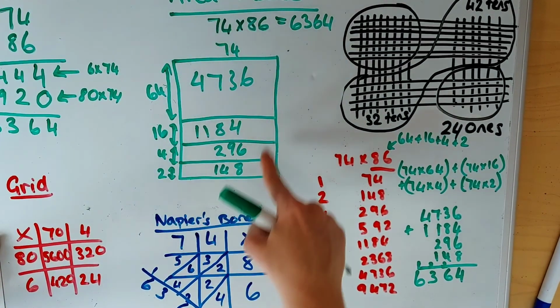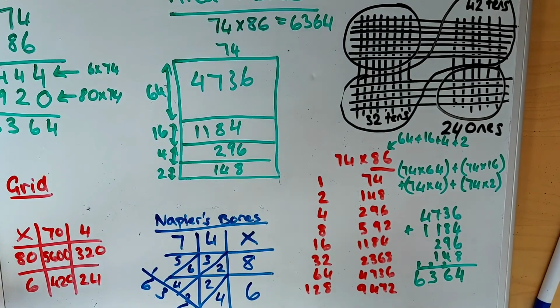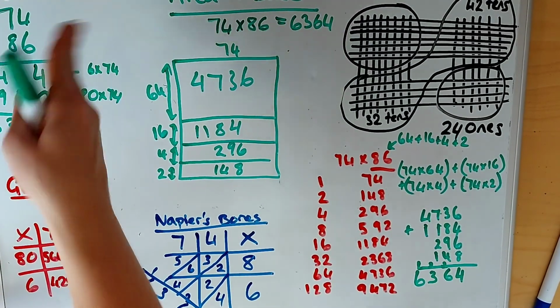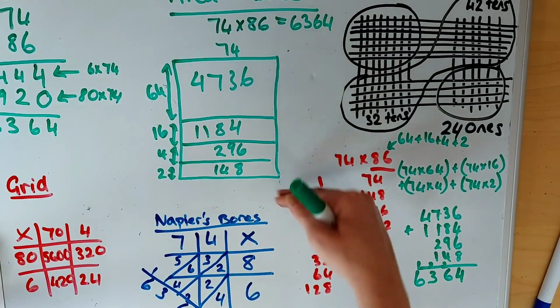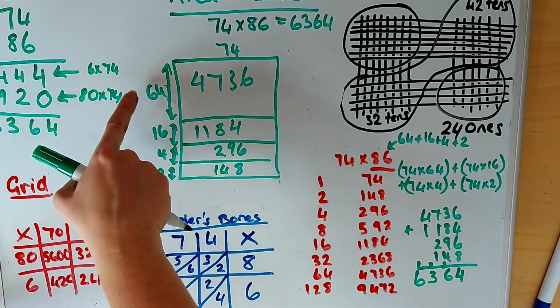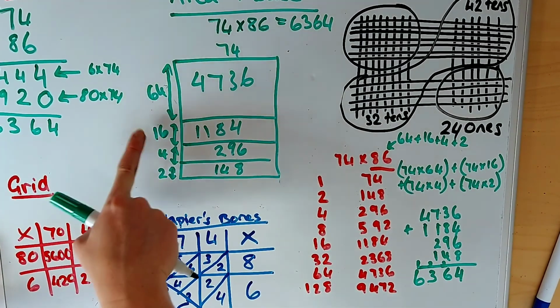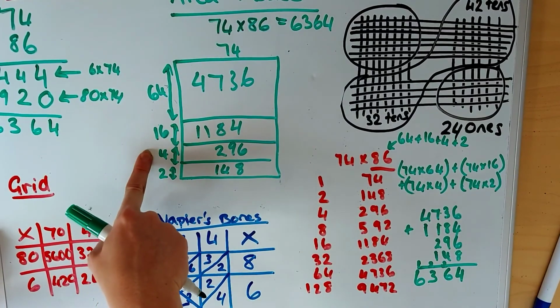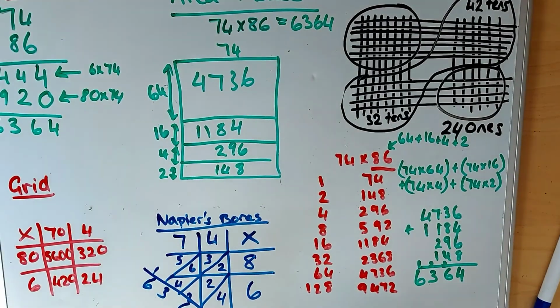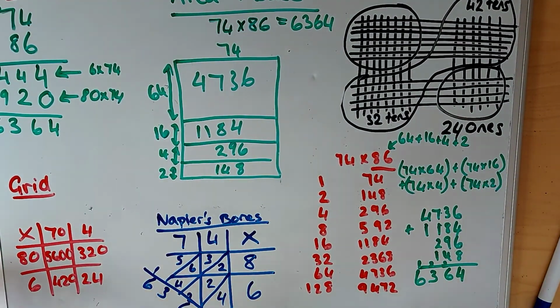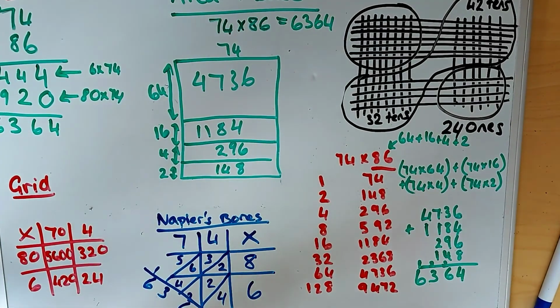Again, I've used exactly the same area, but the Egyptian one has just split it into groups of 74. So you have 64 groups of 74, 16 groups of 74, 4 groups of 74, and another 2 groups of 74. But they all equal the same answer.